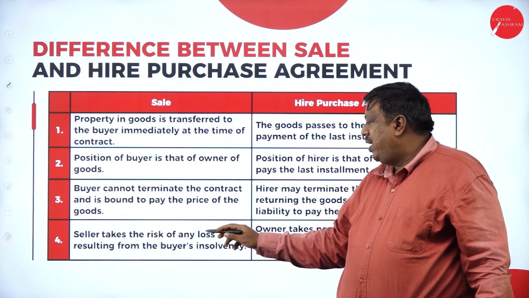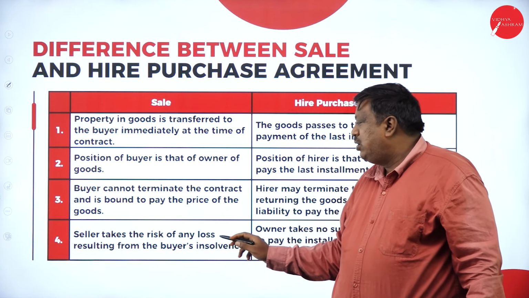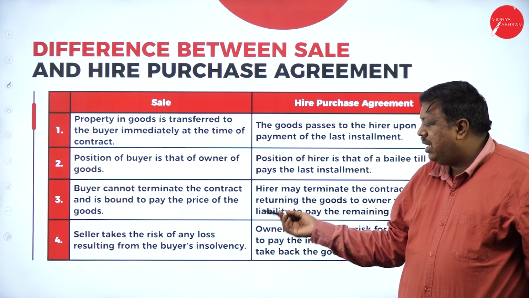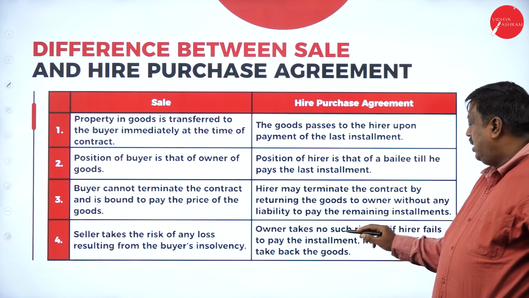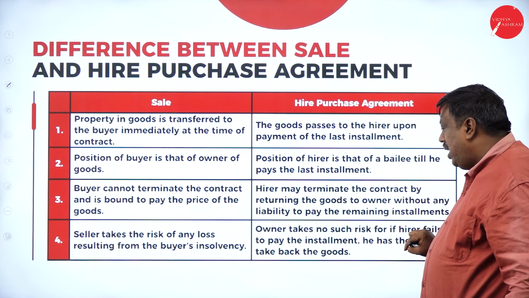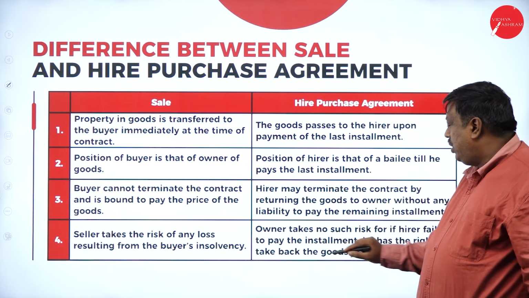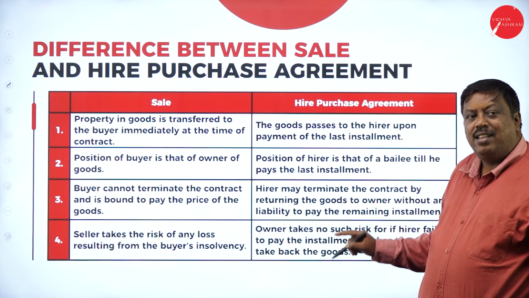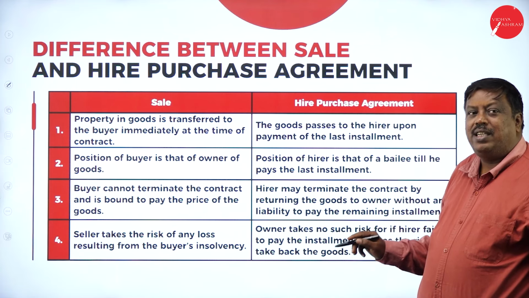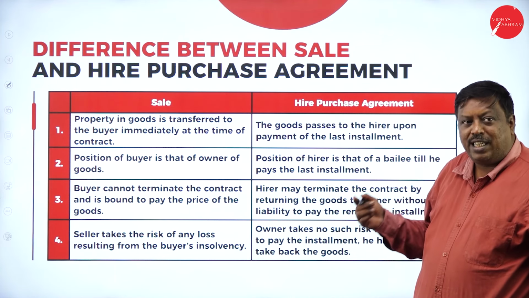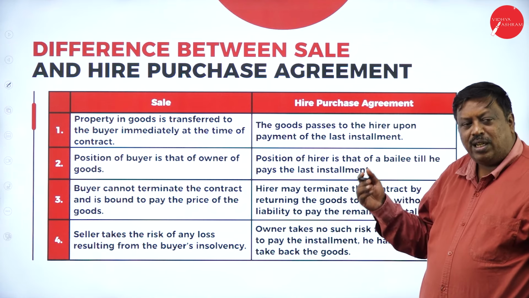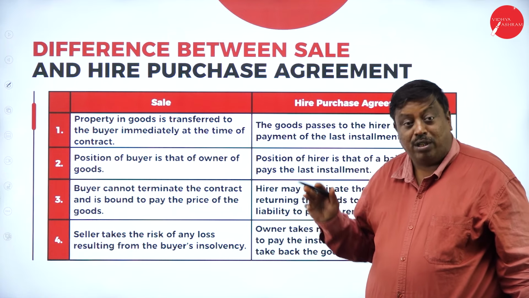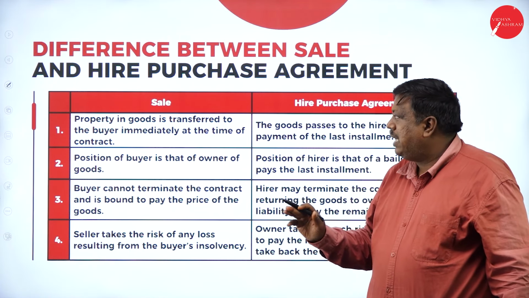Seller takes the risk of any loss resulting from the buyer's insolvency. In case the buyer becomes insolvent, the seller takes the responsibility. The owner takes no such risk for failure in the installment. He has the right to take back the goods. Here, if anything happens, the owner of the property will never take the risk. The goods will be taken back from the person to whom they were given, and if it is possible, the amount will be collected, or else it will not be collected.